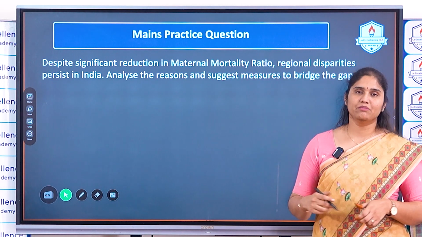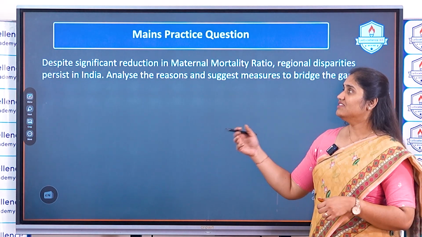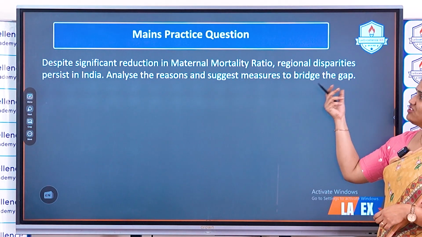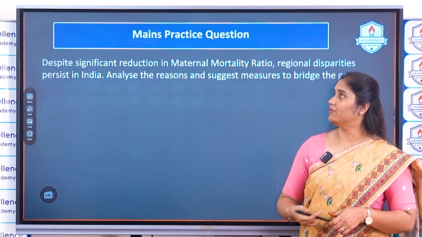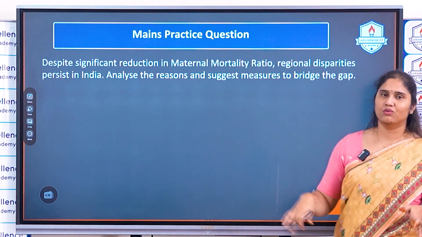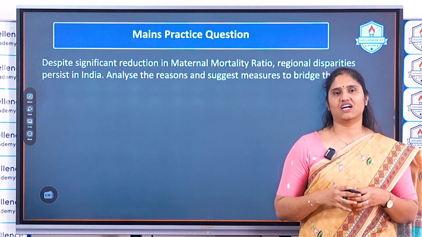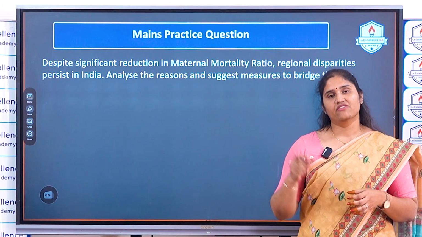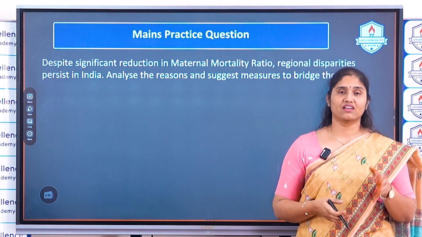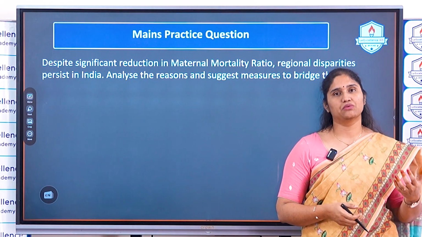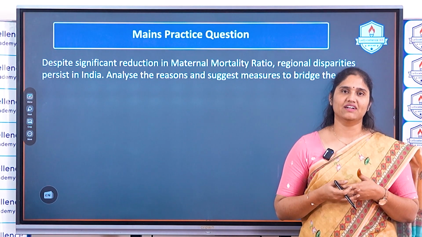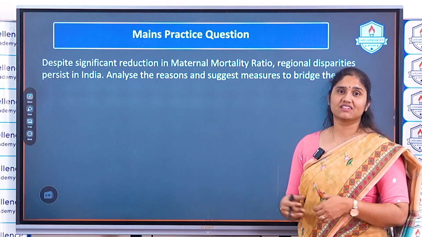Let's also see one mains question regarding this. Despite significant reduction in the maternal mortality ratio, regional disparity persists in India. Analyze the reasons and suggest measures to bridge the gap. Now, what have we discussed in this session? Starting from the start, we covered the gaps that are present and why the MMR is very high. Then we discussed the challenges and the way forward. With this, a comprehensive understanding can be made and the answer can be prepared.